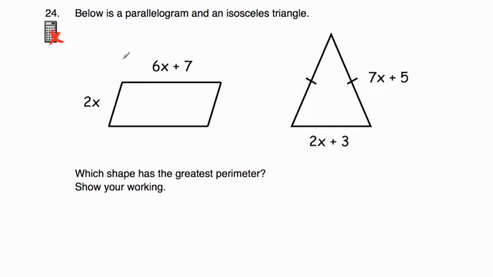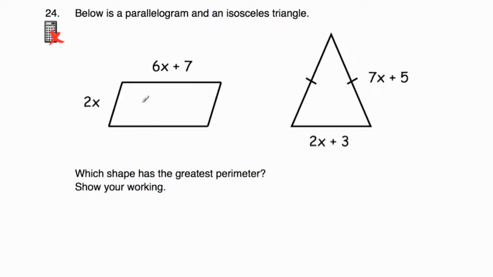So question number 24 says, shown below is a parallelogram, so here's a parallelogram, and an isosceles triangle. And remember with an isosceles triangle that 2 sides have the same length. And the question says, which shape has the greatest perimeter? So we've got these shapes and they've got the distances labelled in algebra. So let's find the perimeter of each of these shapes and then see if we can figure out which one will be the greatest perimeter.